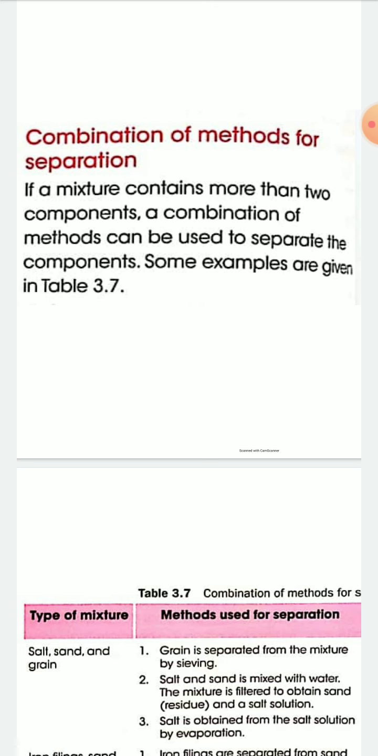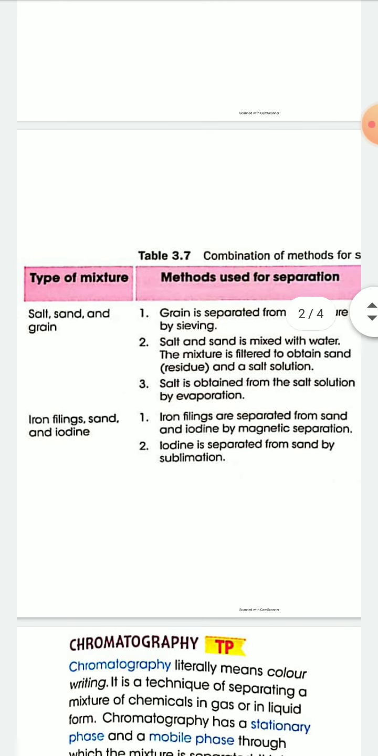Okay, so if a mixture contains more than two components, then you have to use a combination method to separate the components of the mixture. For example, a mixture of salt, sand, and grain can be separated by using a combination method.